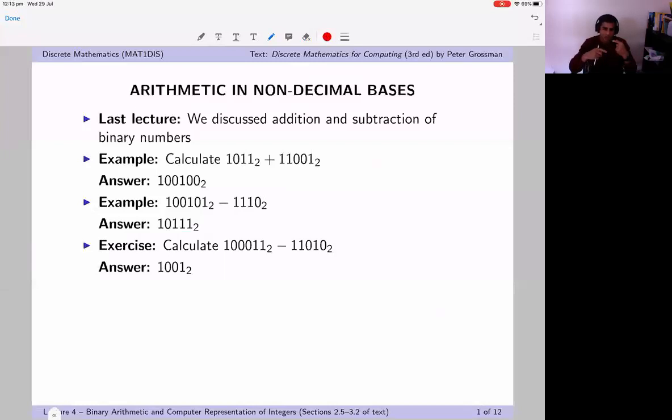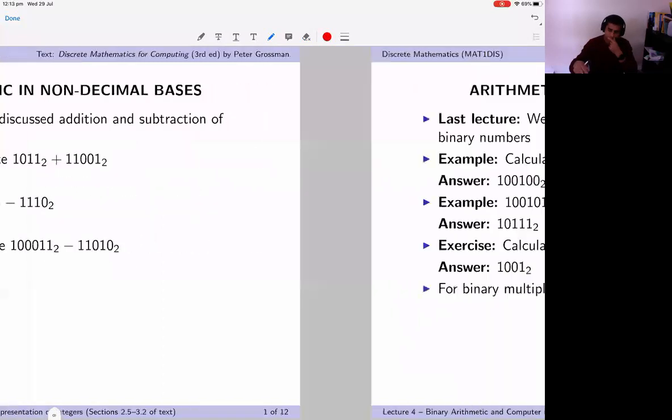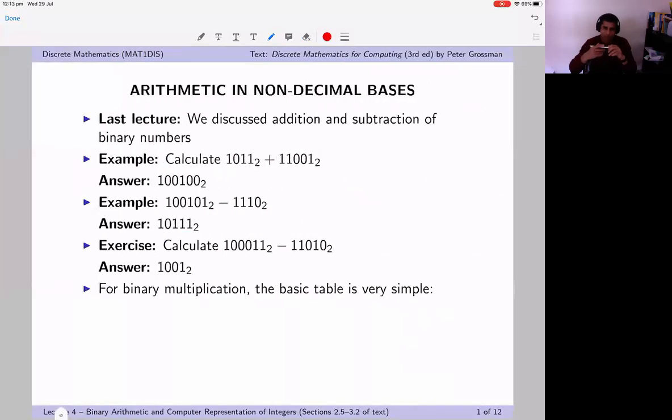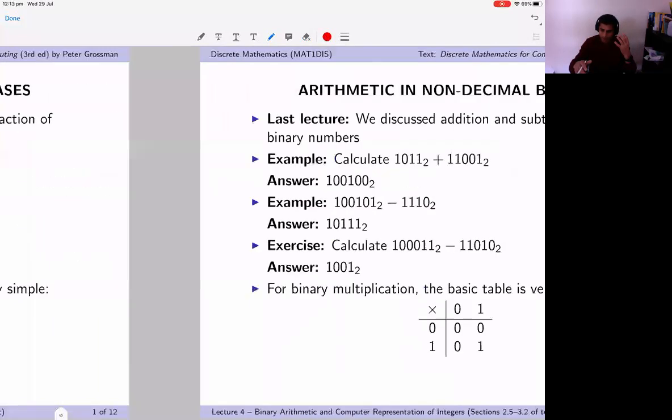How about multiplication and division? For binary multiplication, the basic table is very similar, very simple. Now remember, you're always only allowed zeros and ones. Okay. In fact, I regard these arithmetics as simpler than the arithmetics that you do in decimals.